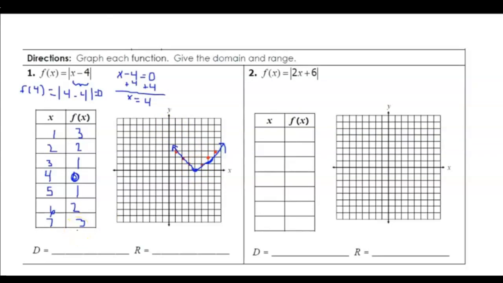Right, I'm going to have you pause the video, and I want you to now go through the steps, and I want you to graph the absolute value function for number 2. Figure out where your vertex lies, and then graph each side of the absolute value function. All right, did you get what I got? If you did, awesome.